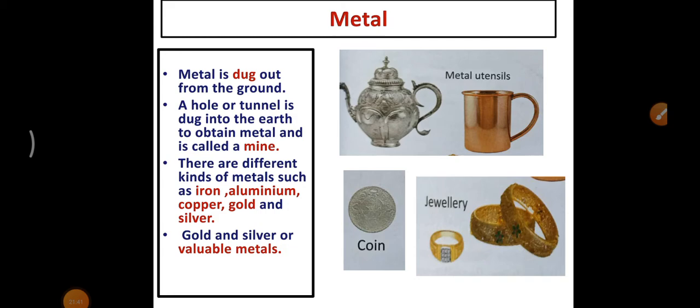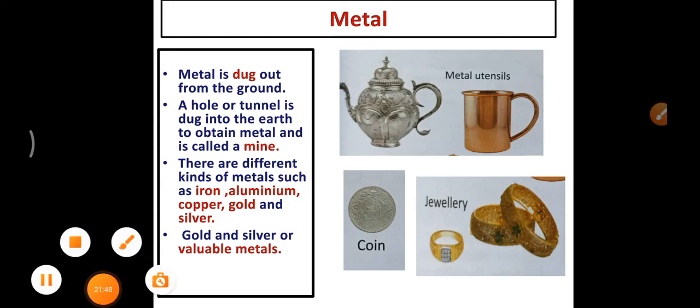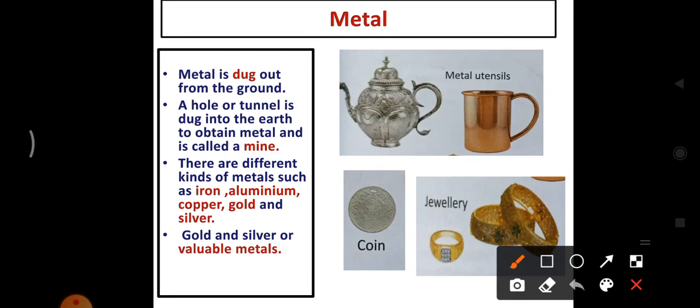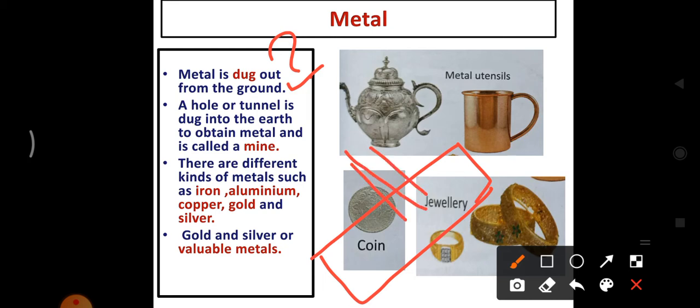The next material is metal. Metal is dug out from the ground. Where do we get metal? The ground. From the ground we are getting metal.